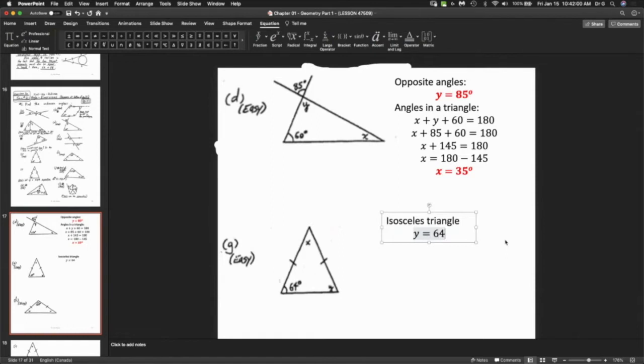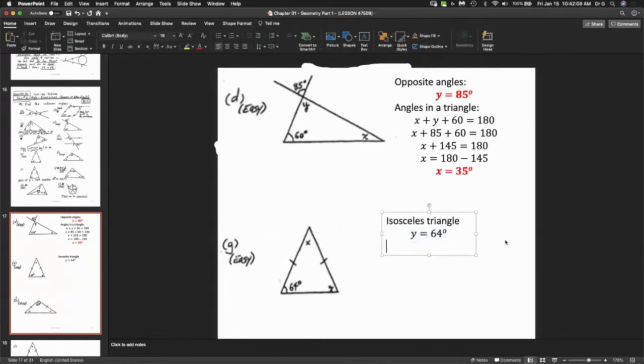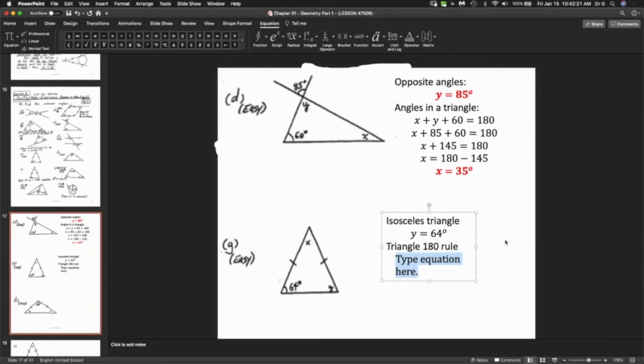Anyway, y is equal to 64. I am totally in agreement with that because of the base being an isosceles triangle. And then, of course, all angles in the triangle add up to 180. I'll just say triangle 180 rule, okay? So for that, we can say that we have x plus y plus 64 is 180.